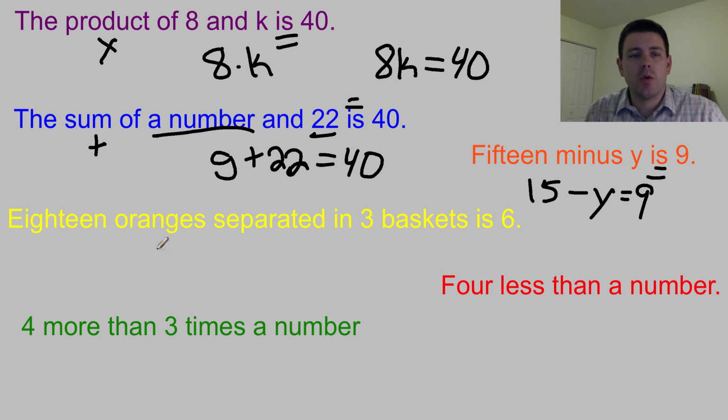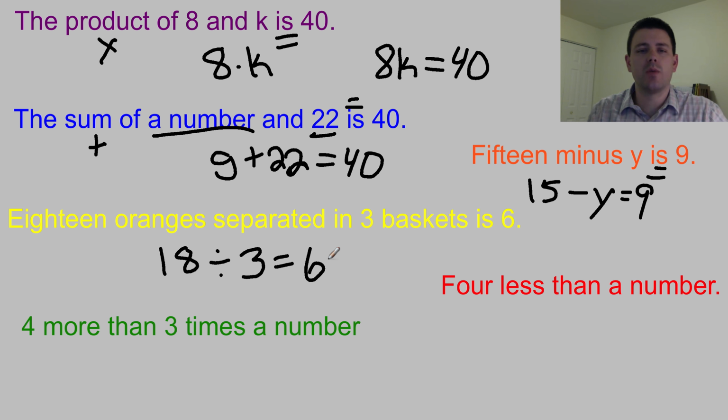Next one, 18 oranges, separated in 3 baskets. So think of 18 oranges and you divided them up into 3 different baskets. Okay, that means you are dividing. You divided by 3 is 6. 18 divided by 3 is 6. Well, that makes sense. 18 divided by 3 really does equal 6. So in this case, there's no variables, just a simple equation for us.